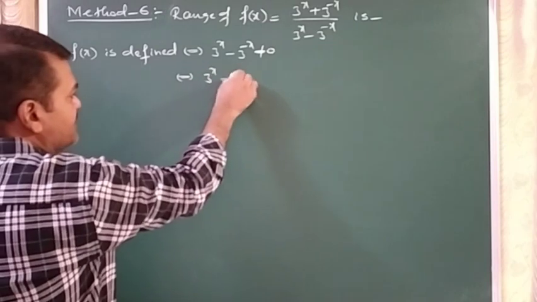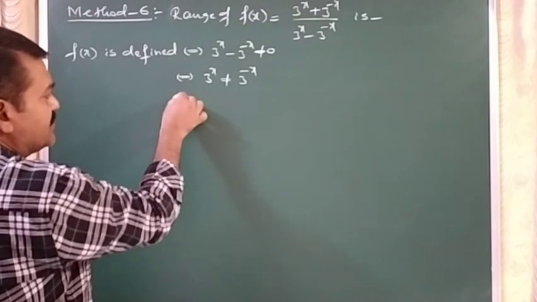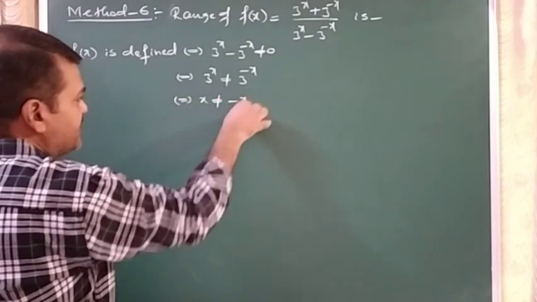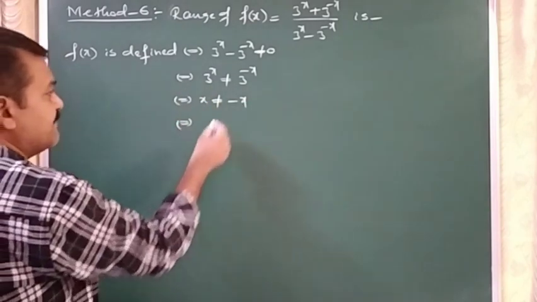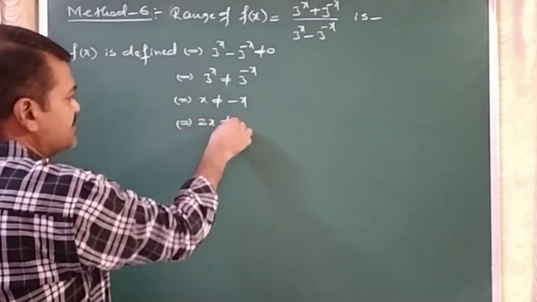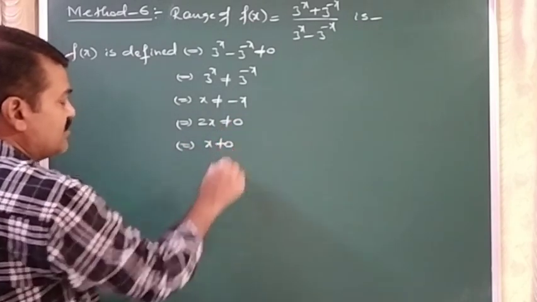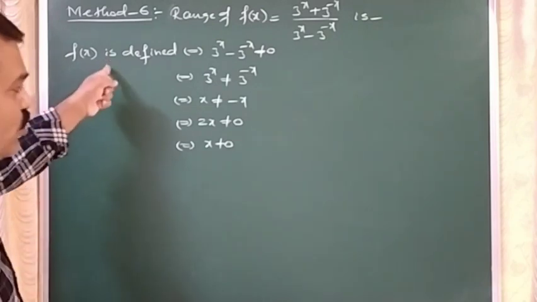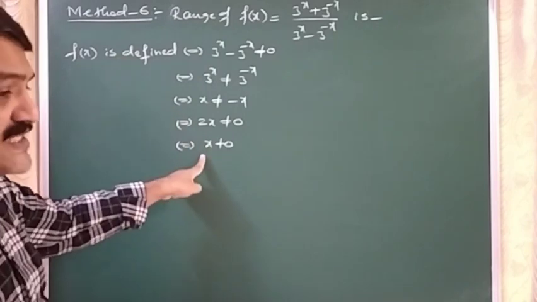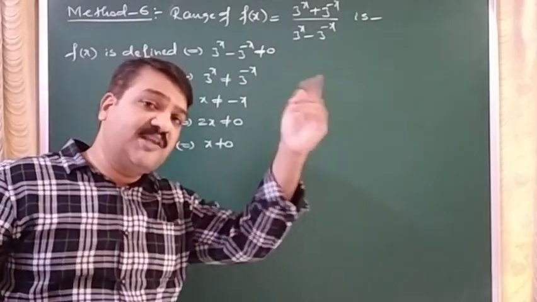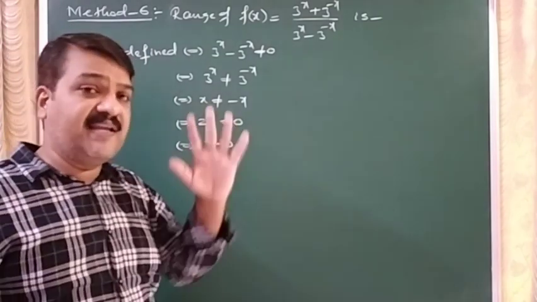That means 3 power x is not equal to 3 power minus x. Bases are the same, so x is not equal to minus x. Shifting minus x to the LHS, x plus x, so 2x is not equal to 0. Dividing by 2, x is not equal to 0. So f of x is defined only when x is not equal to 0. Excepting 0, you can take any value in place of x.